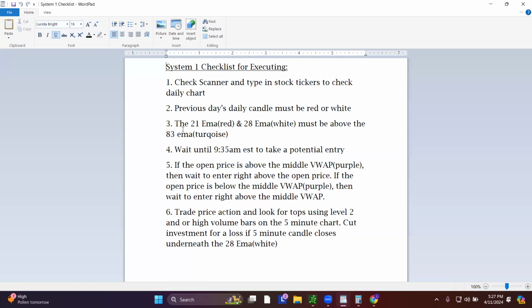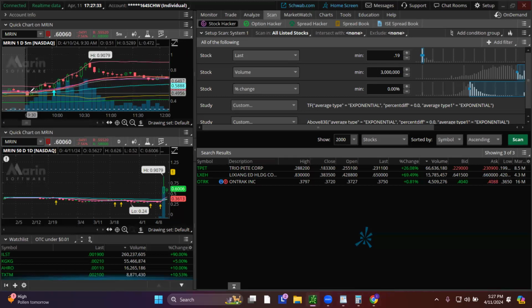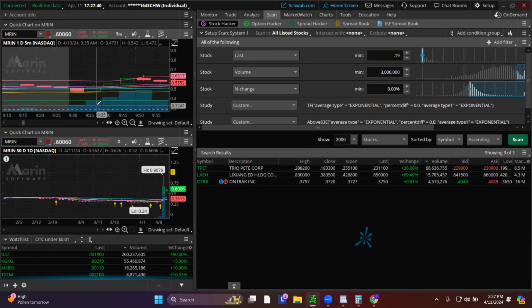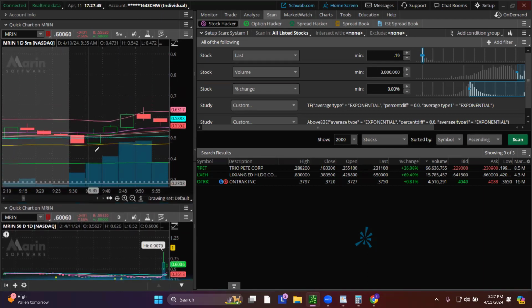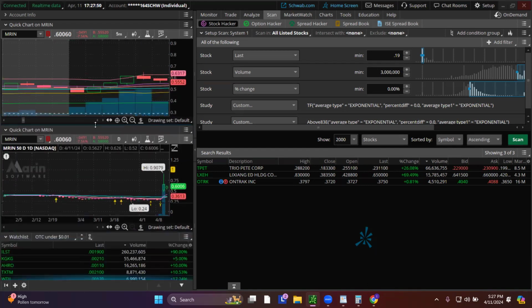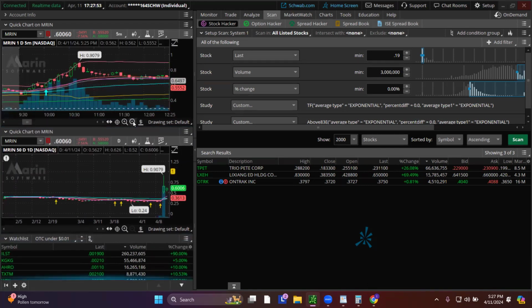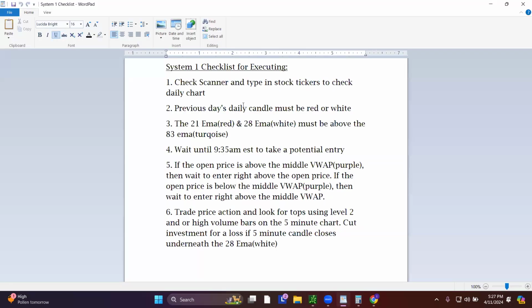Head back over to the checklist. The 21 and 28 EMA must be above the 83. And so let's go over here. The 21 is this red one. The 28 is this white one. And so at this time in the morning, I'll drag this down so you can see it better. You can see that the 21 and 28 were definitely above the 83. So we have a check there. And then we'll zoom this back out. So we have 1 check, 2 check, 3 check.